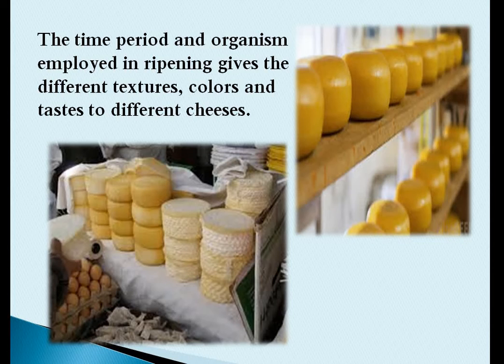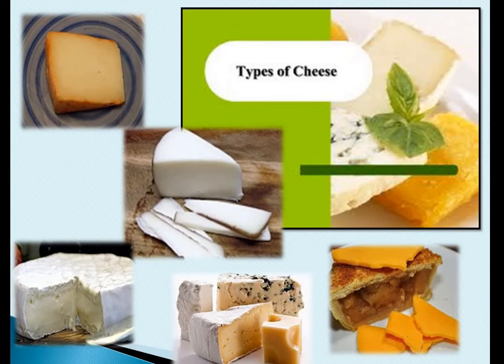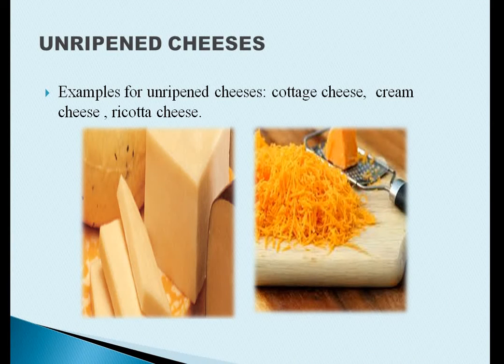That means the time is important in ripening the cheese, because the color, the texture and the taste depend on it. You can see different types of cheese, with different shapes, colors and textures. Unripe cheeses. Examples of unripe cheeses: cottage cheese, cream cheese and ricotta cheese.